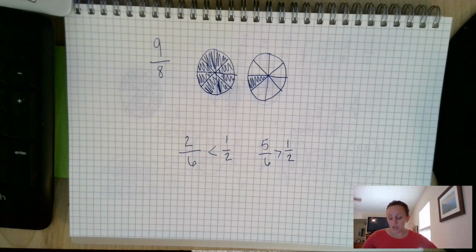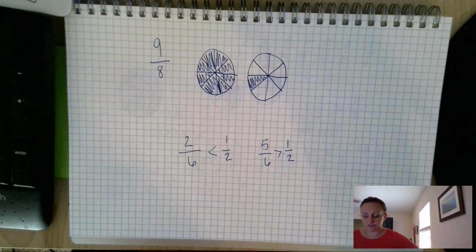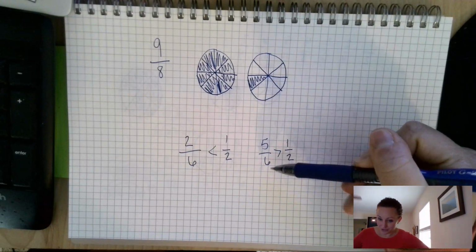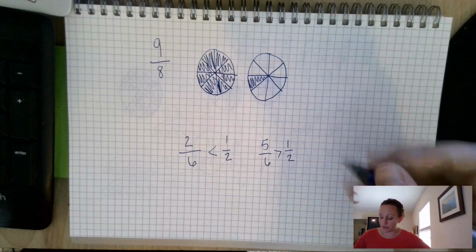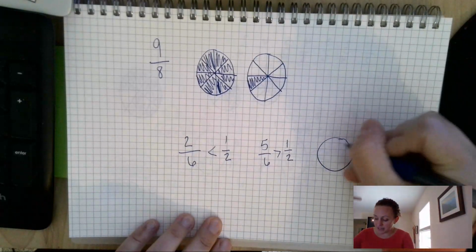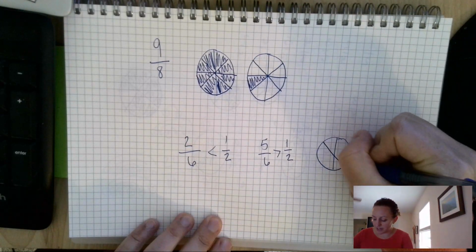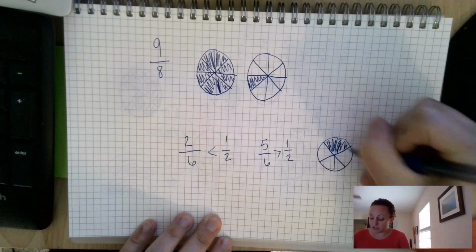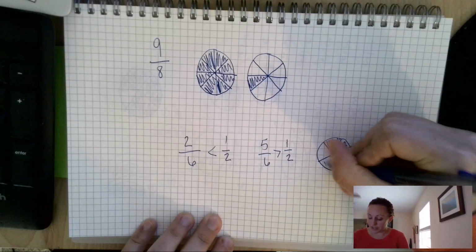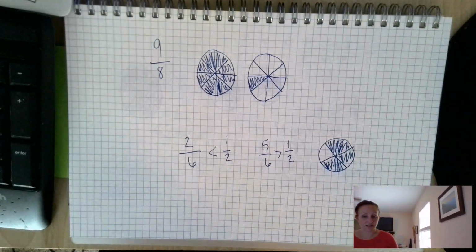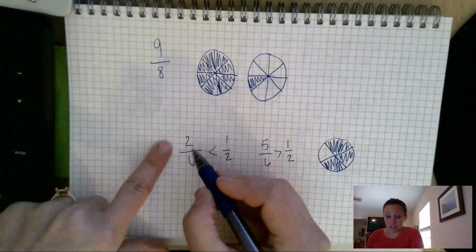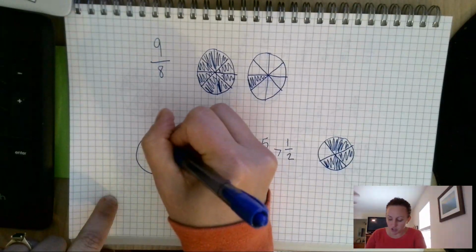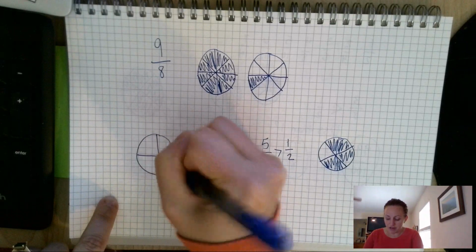All right? Also, another thing that we can think of when it comes to fractions, the closer the numerator is to the denominator, the closer that fraction is to one whole. If I have a pizza and I split it into 6 pieces, and I've shaded in 5 of them, I've shaded in almost the whole thing, right? If my numerator is a lot further away from my denominator, then that's a much smaller fraction.